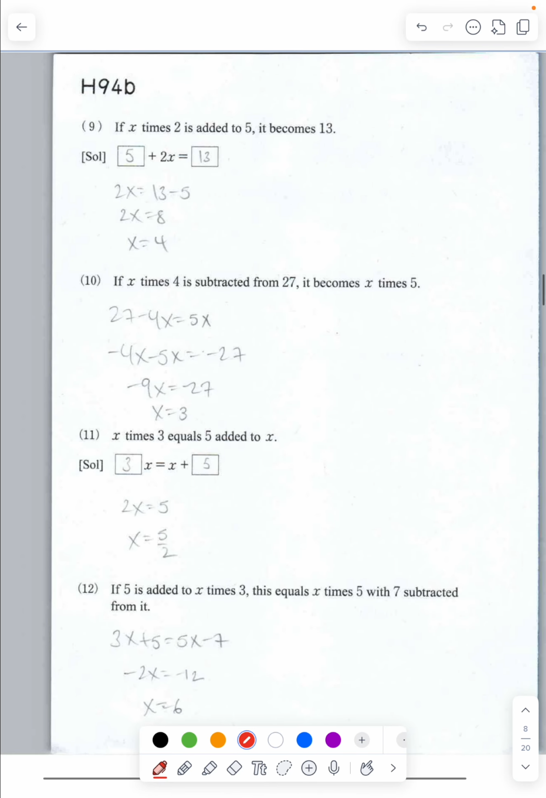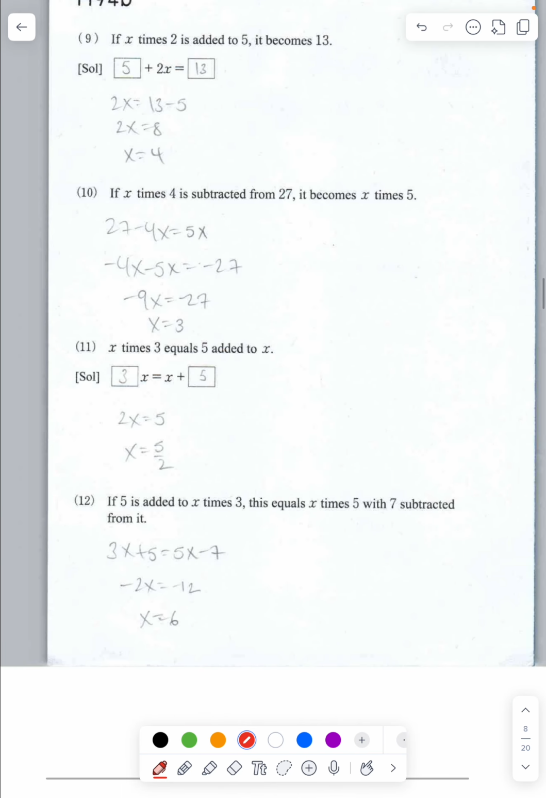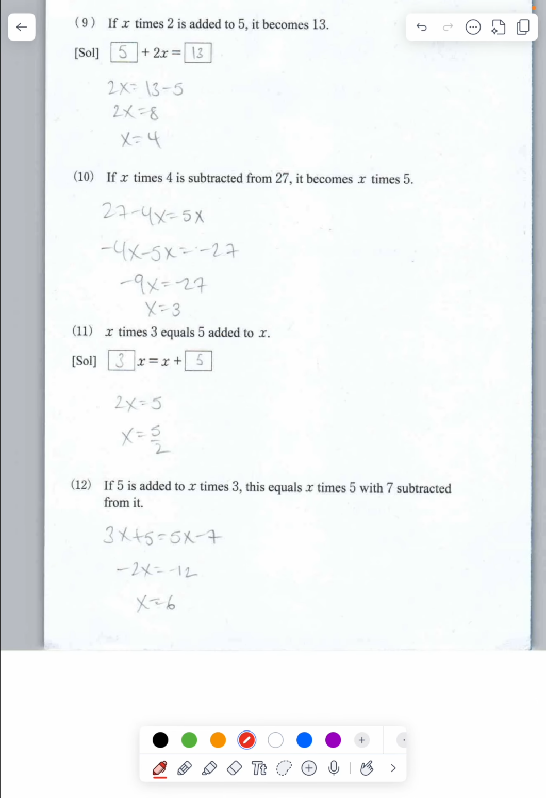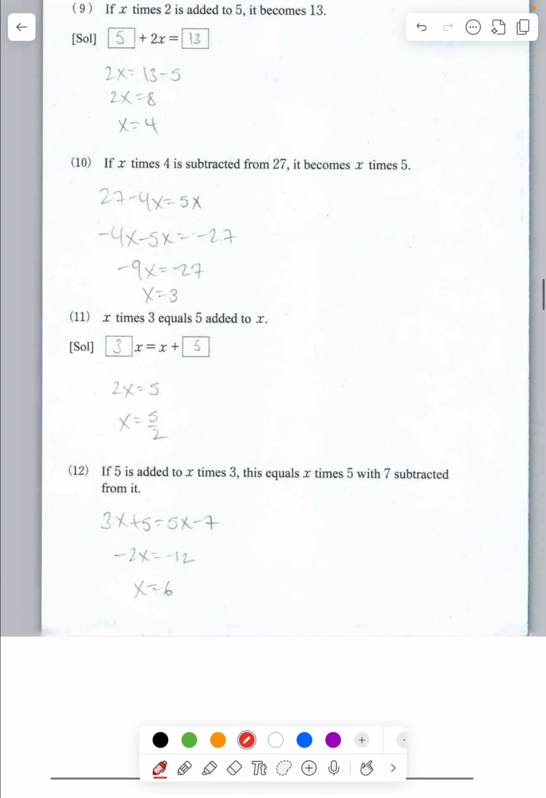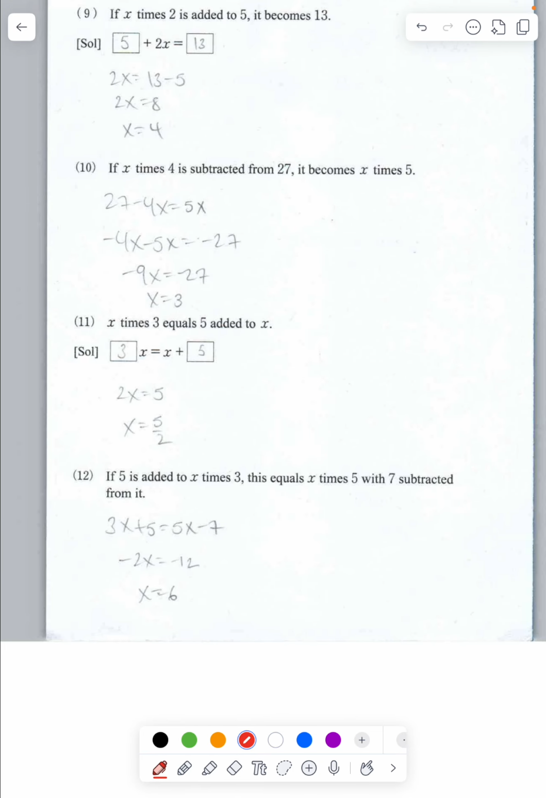So let's go to 94. And I want you to take a look at number 12. This one is a little bit tough, okay? So if 5 is added to x times 3. Let's decode it one by one, okay? First of all, how do we represent x times 3? We represent it by 3x, right? If 5 is added to it, how do we represent that? 5 plus 3x.